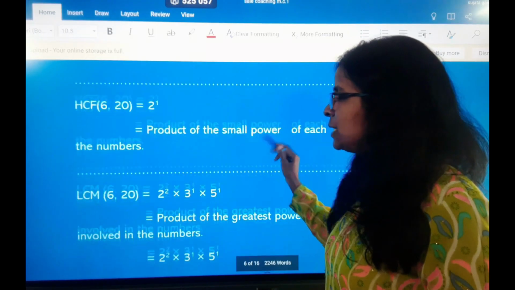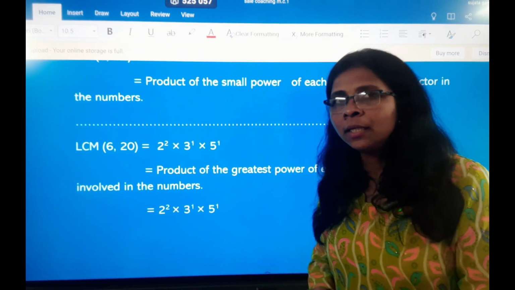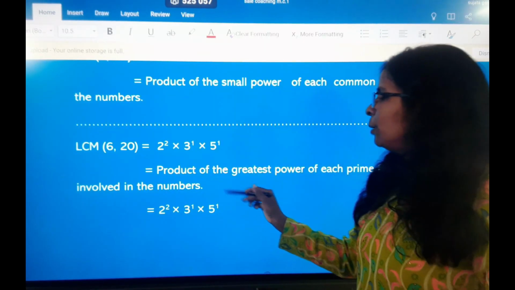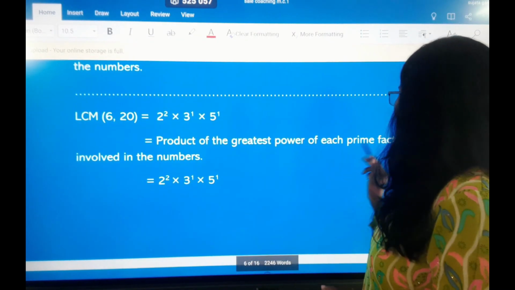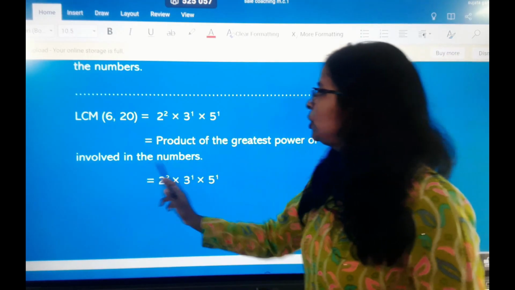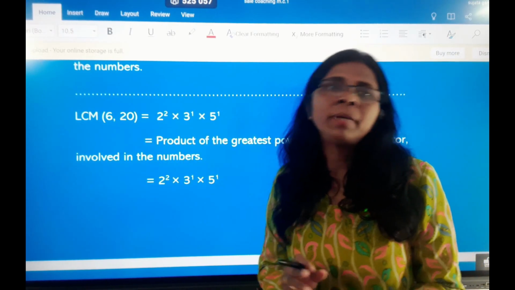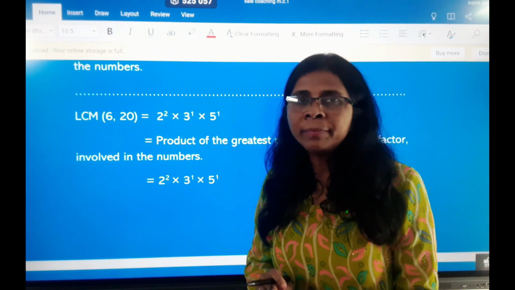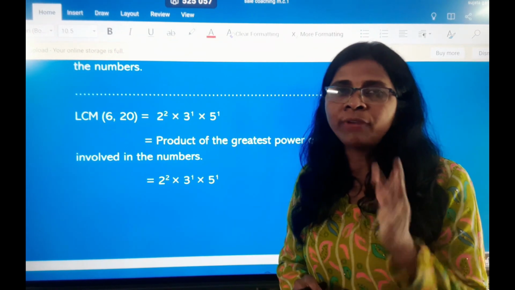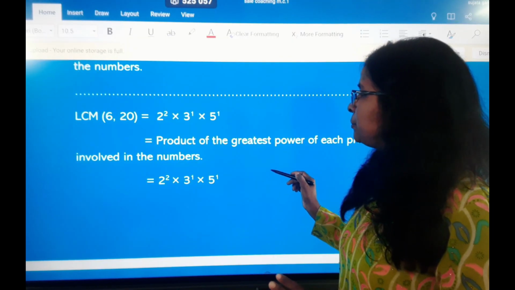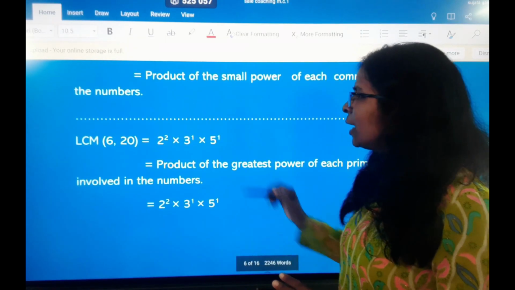देन नेक्स्ट LCM करायचा आहे. सो LCMचा फॉर्म्युला आहे product of the greatest power of each prime factor involved in the numbers. Yes. आता अनकॉमन प्राइम्स बघायचे. सो अनकॉमन प्राइम्स आपल्याला माहिती आहे 2, 3, 5. ओके, सो 2, 3, 5 बघा.